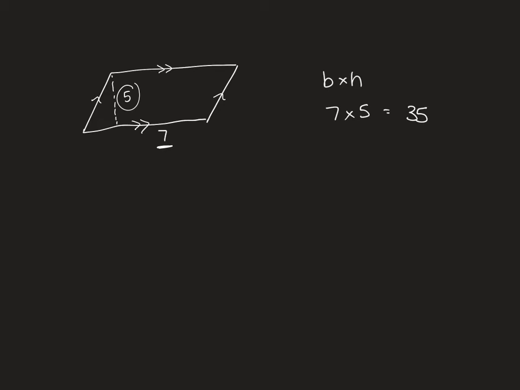The reason it works is because if we took off this little triangle and we put it over here, it would now make a new rectangle that is a 5 by 7 rectangle. So it's like we just cut off a piece and moved it over. So it's just base times height. So the length across the bottom times the height going perpendicular straight up and down.